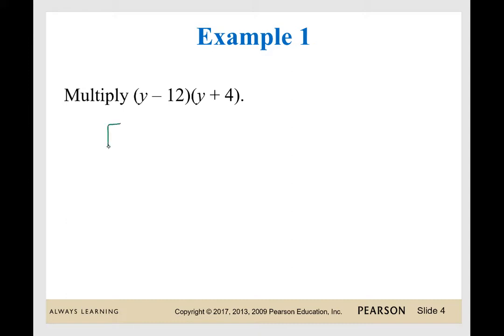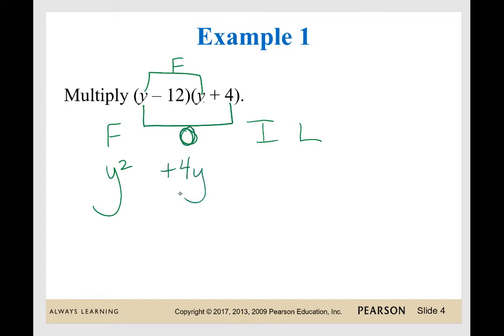All right, so the first thing I do is I write F-O-I-L on my paper so I can be very specific about my 4 terms. So F, again, is that first term in each set. So in this case, y times y, which is going to give me y squared. O is the outsides, so I'm going to do these 2 outside terms. That's my O, right? Y times positive 4 is positive 4y.